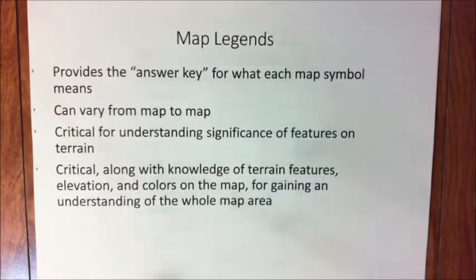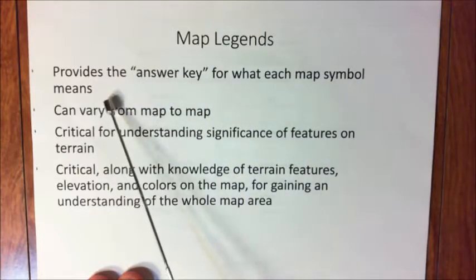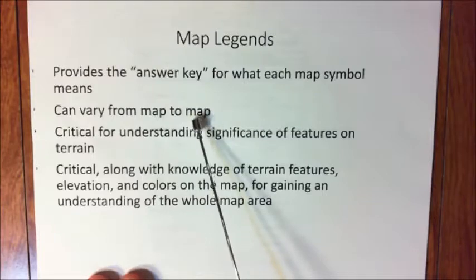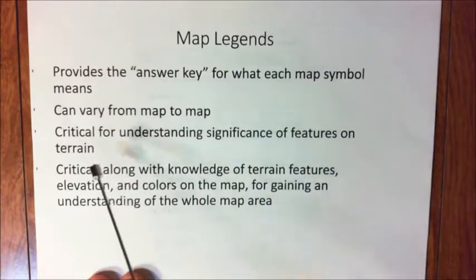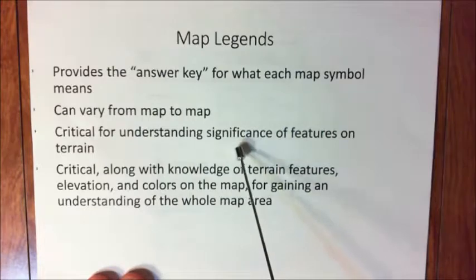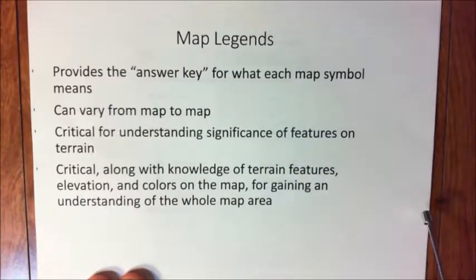Now the map legend, I'll read this, it's the answer key for what each map symbol means. Now they can vary from map to map. That's why you have to check the legend for the map that you're looking at. Now it's critical. Map legends are critical for understanding the significance of features on terrain. You don't know what a symbol is if you don't check the legend.